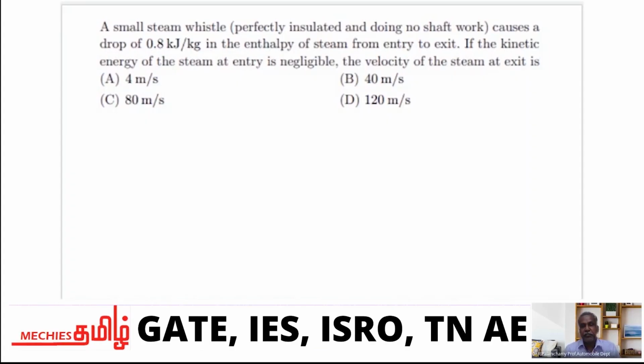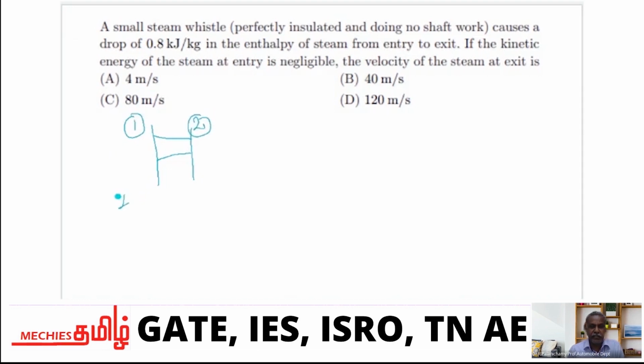A small steam vessel, perfectly insulated and doing no work, causes a drop of 0.8 kilojoules per kilogram in the enthalpy of steam from entry to exit. If the kinetic energy of the steam at entry is negligible, find the velocity of the steam at exit. This is a direct question. Let this be the vessel. This is an application of the steady flow energy equation.